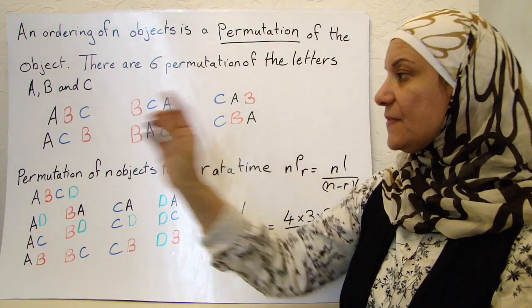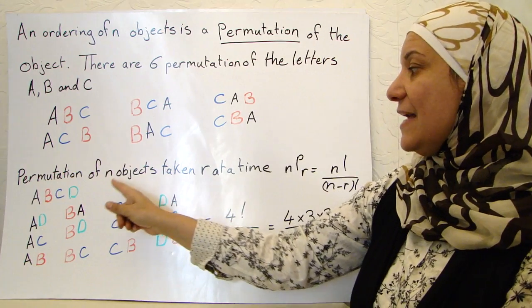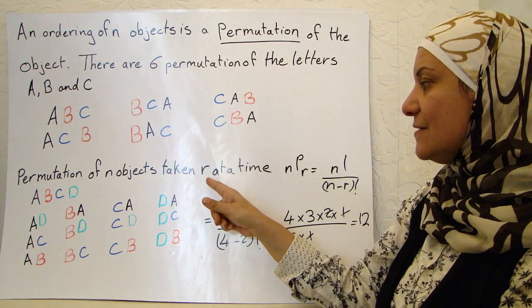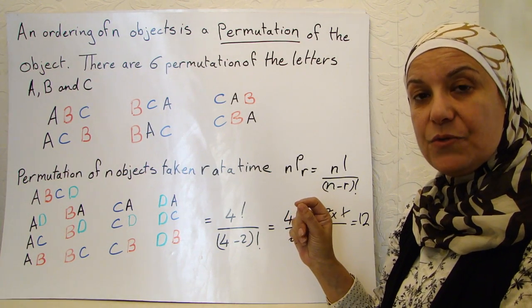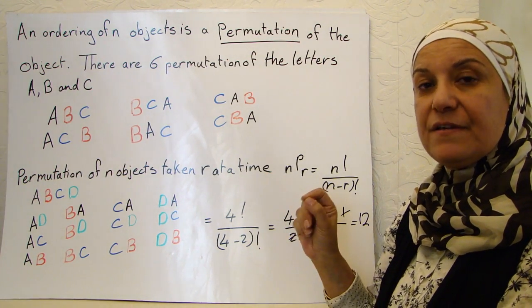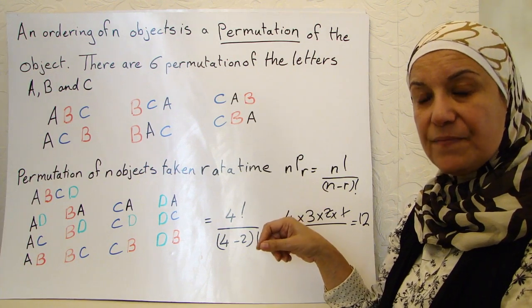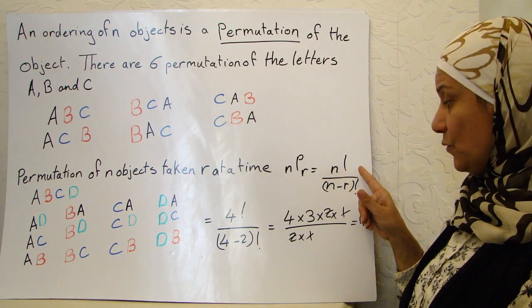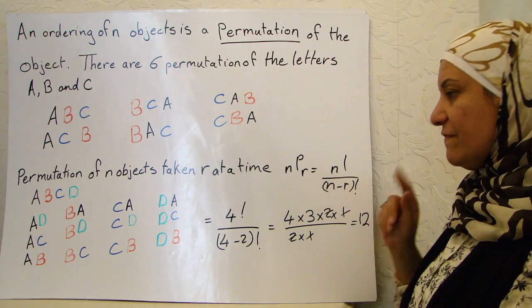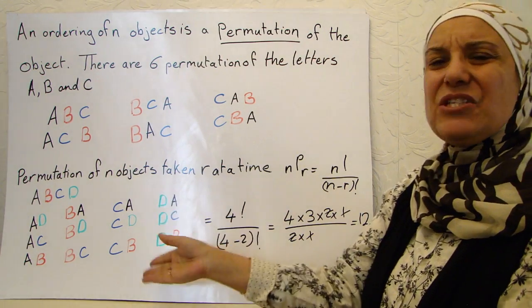Now, permutation of n objects taken r at a time, nPr, that is on your calculator: you write the n, and then you shift, press the P, and then you write the r. You're going to have nPr. This is n factorial over n minus r factorial. How can I get an example of that?